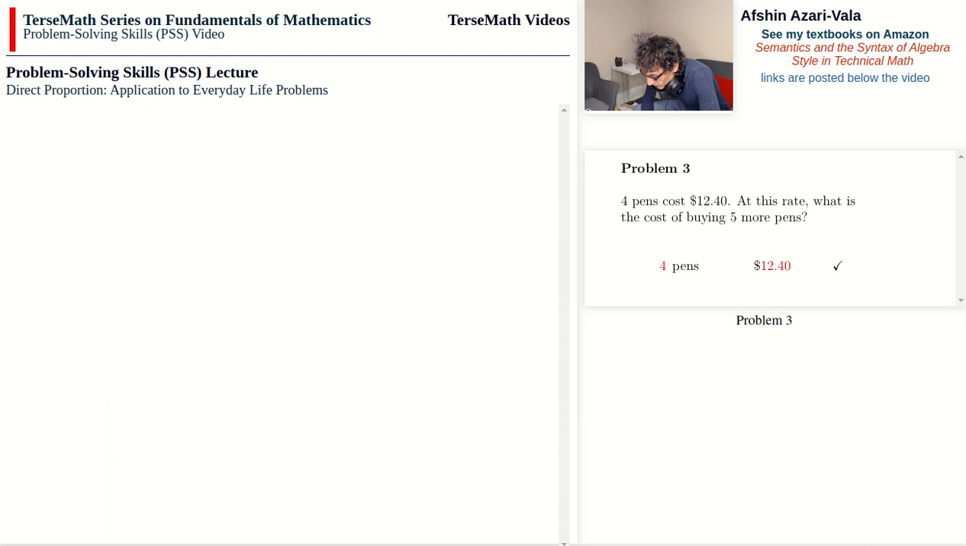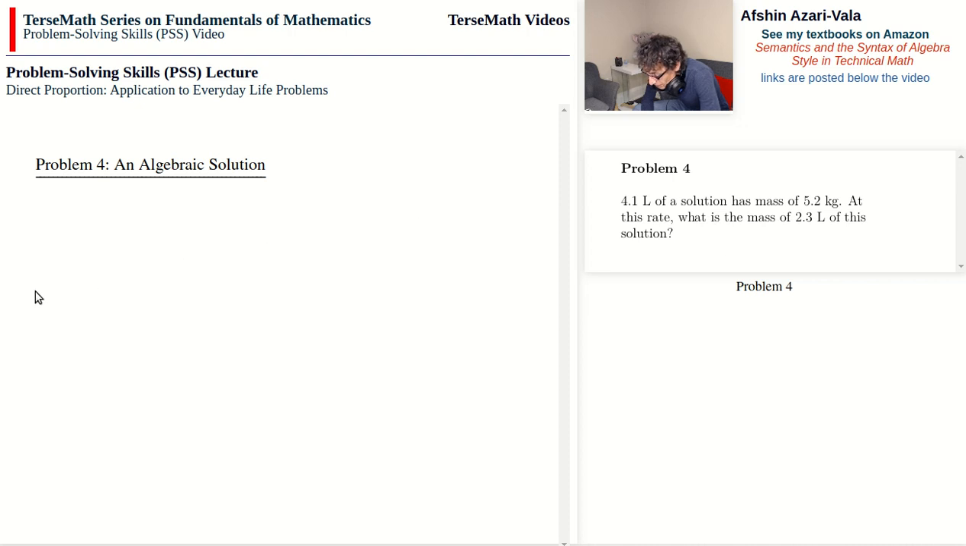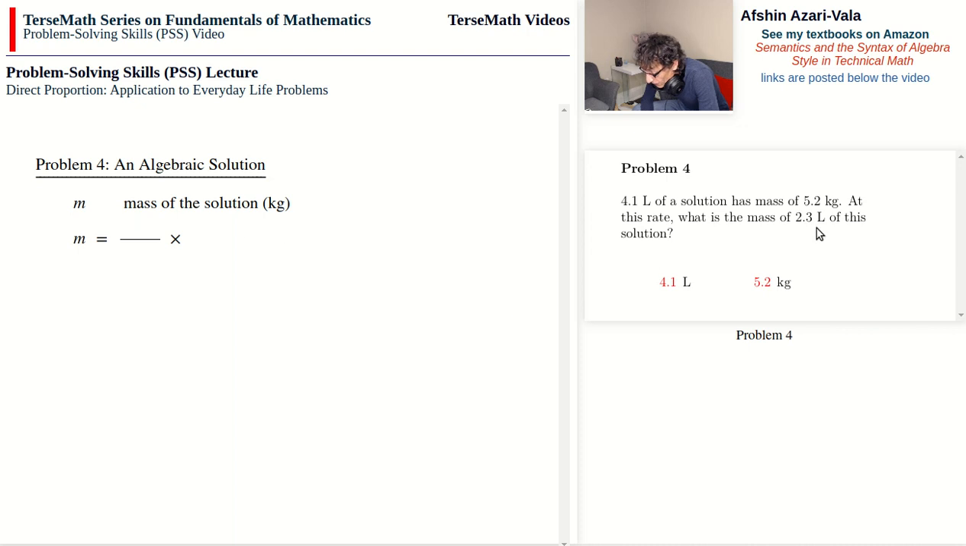Okay, so for this problem, let me bring it back. There we go. What we are seeking is mass, and therefore we use the letter M to represent its value, and the unit used is kilograms. Now one relationship is given to us, 4.1 liters and 5.2 kilograms, and therefore our equation will look like this. There will be one division and then multiplied by the number that we want to work out, which is 2.3 liters. We put 2.3 liters here after the times, and then we match the unit down here, so we put 4.1 liters down and 5.2 kilograms goes on top.